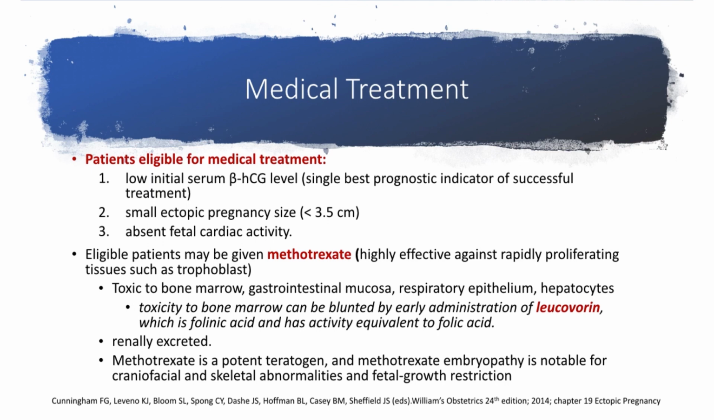Eligible patients may be given methotrexate, which is highly effective against rapidly proliferating tissues such as a trophoblast. However, on the other hand, methotrexate is toxic to the bone marrow, the GI mucosa, respiratory epithelium, and hepatocytes, and toxicity to bone marrow can be blunted by early administration of leucovorin, which is folinic acid and has activity equivalent to folic acid. Methotrexate is renally excreted and it is a potent teratogen, and methotrexate embryopathy is notable for craniofacial and skeletal abnormalities and fetal growth restriction.